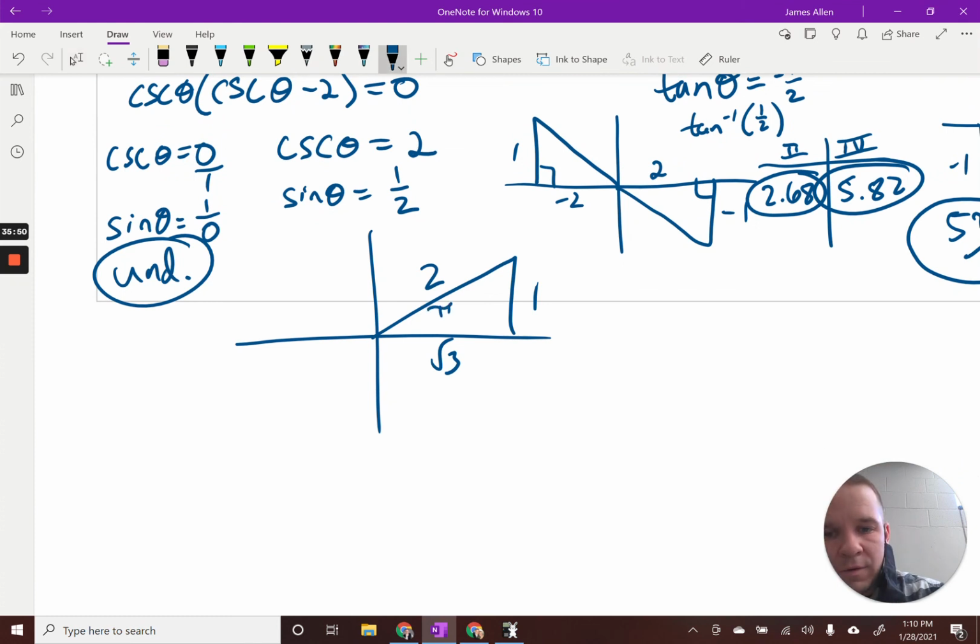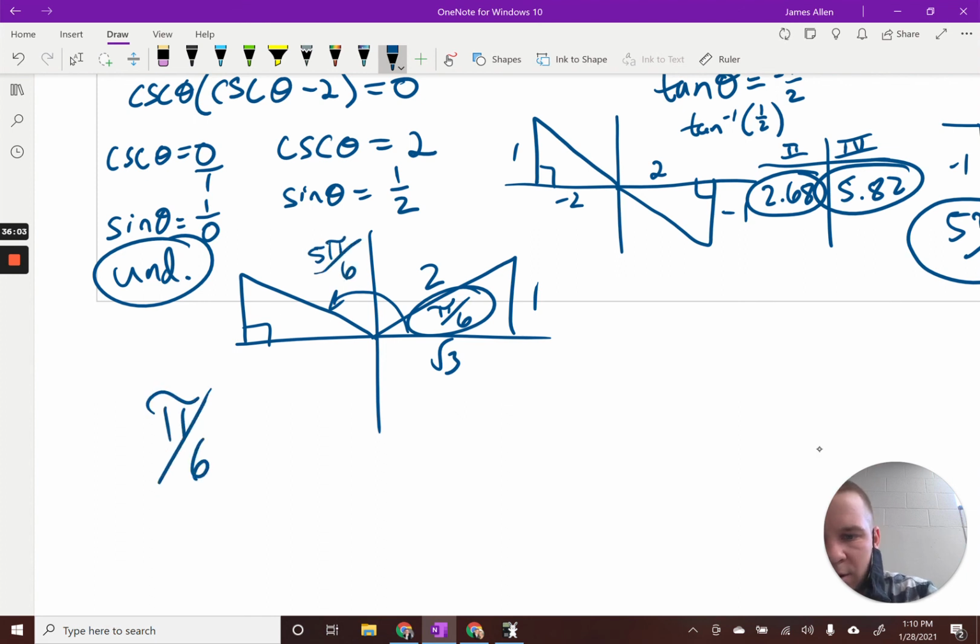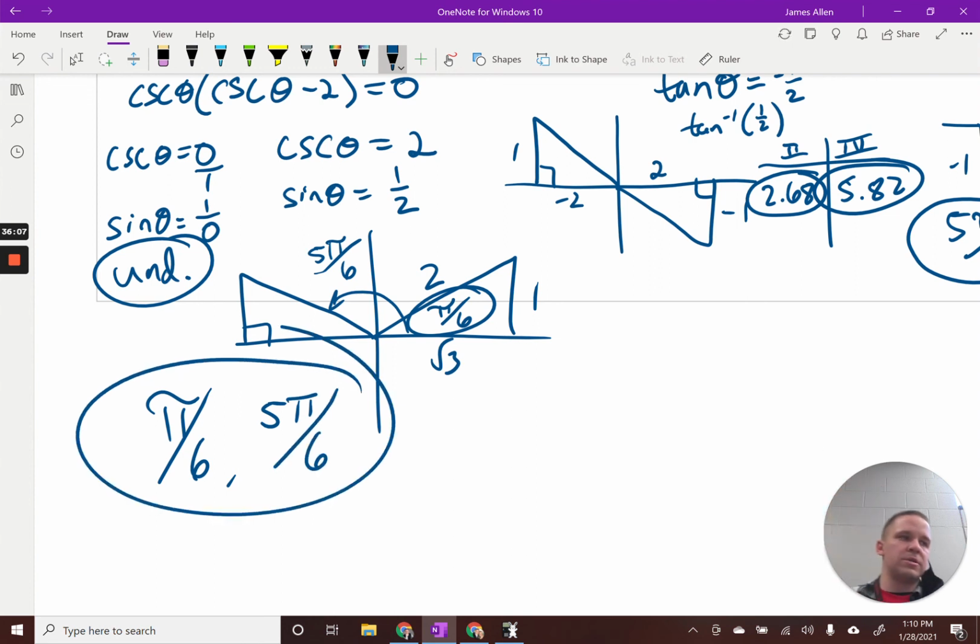So this would be pi over 6 as one of them. And then where else is sine positive? Well, that would be over here in the second quadrant. And that would end up being 5 pi over 6. So pi over 6 and 5 pi over 6 for my two solutions. Love it. So the one was undefined. This one works. Awesome, fantastic, wonderful.